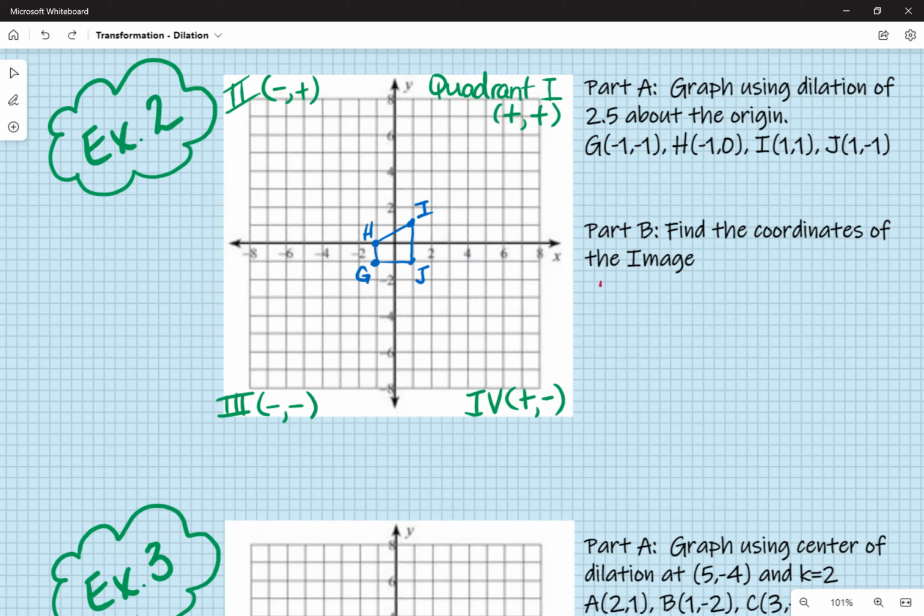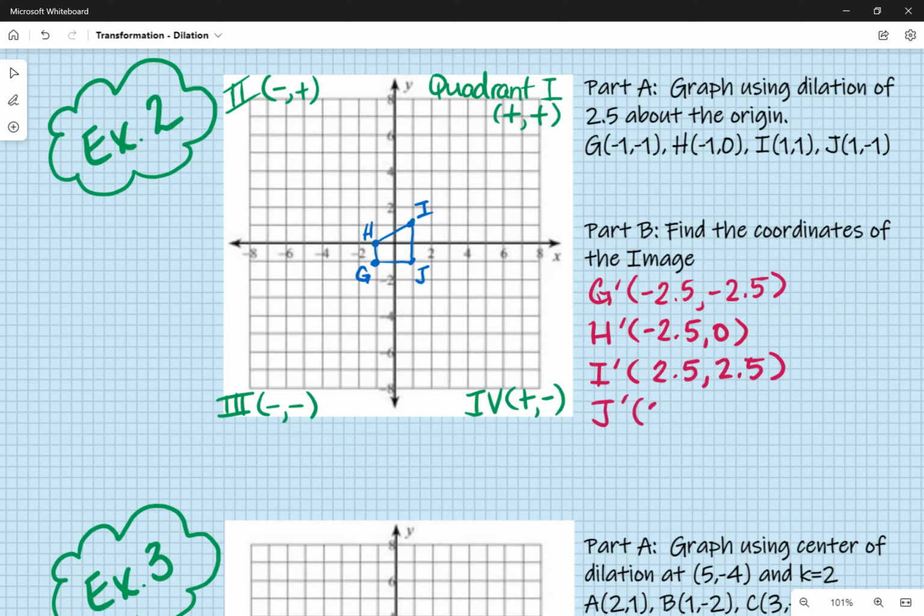So for G prime, I'm going to have, and I apologize if my video's glitchy. It's been doing that lately. -2.5, -2.5. For the H prime, let's see if I can, -2.5 and 0. I prime is going to be 2.5, 2.5. And then finally, J prime is 2.5 and -2.5.